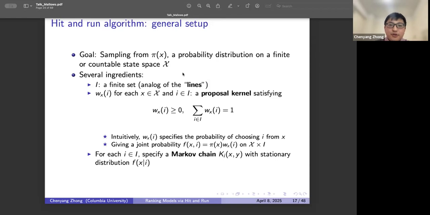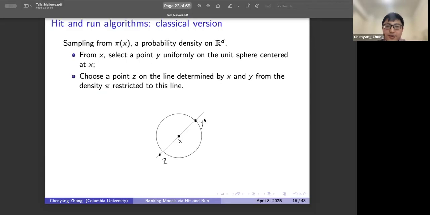Okay, so to introduce this general hit and run algorithm, we need to specify several ingredients. The first ingredient is a finite set I. Those elements of I will serve as the analog of the lines. In the previous example, it's a line determined by x and y. In the first step of the original hit and run algorithm, we pick a point uniformly on the sphere, which is equivalent to picking a line that passes through x. So this finite set I serves as the analog of possible lines that we can pick.